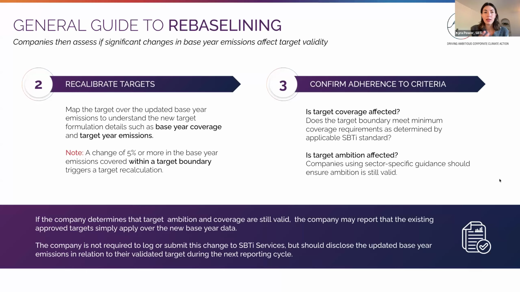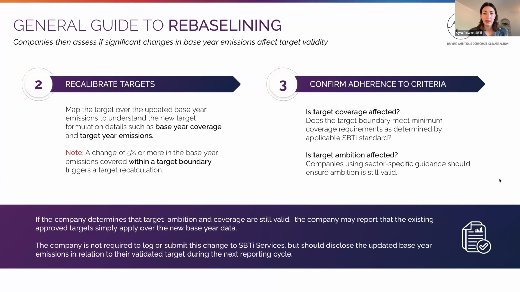So how do you know if rebaselining requires a target recalculation and formal revalidation with the SBTi? In short, if the changes in the inventory cause the target to no longer meet SBTi's criteria.